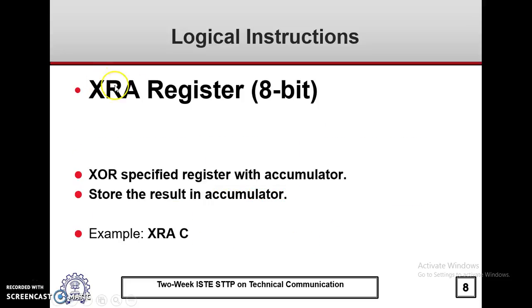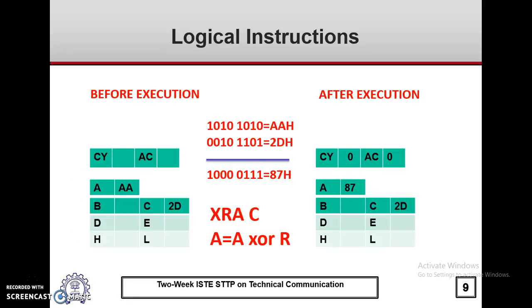Next instruction is XRA register, XORing the content of register with accumulator and result is stored into accumulator. This is an example in which you can easily understand the status before execution of the instruction and the status of register A and register C after execution of this XRA C instruction. So it is doing XORing with the content of accumulator and register C and result is available at accumulator.